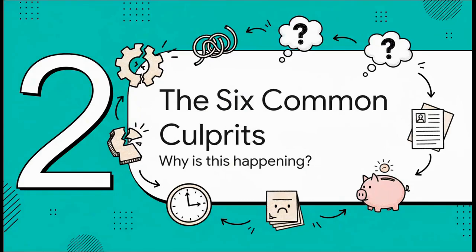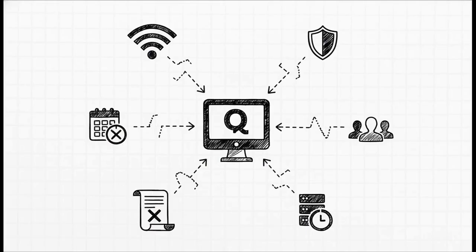Okay, before we jump into the how, let's talk for just a second about the why. Because understanding the problem is half the battle, right? It almost always boils down to one of these 6 common culprits. When you look at this list, you kind of see a pattern, right? The problem is rarely some huge catastrophic failure inside QuickBooks itself. It's usually just a simple breakdown in communication between the software and everything around it.